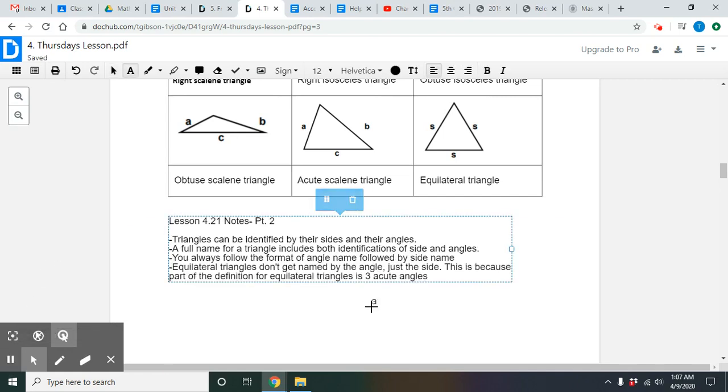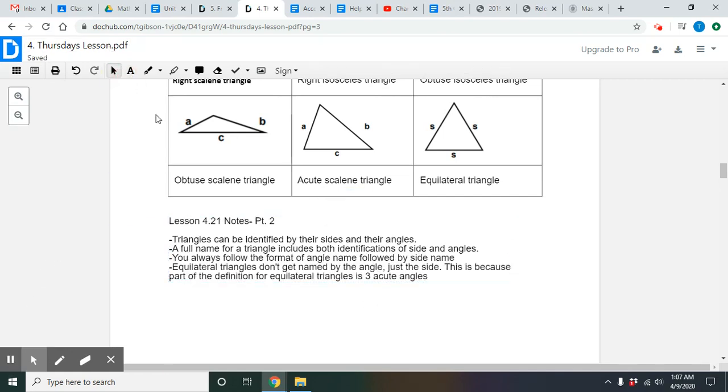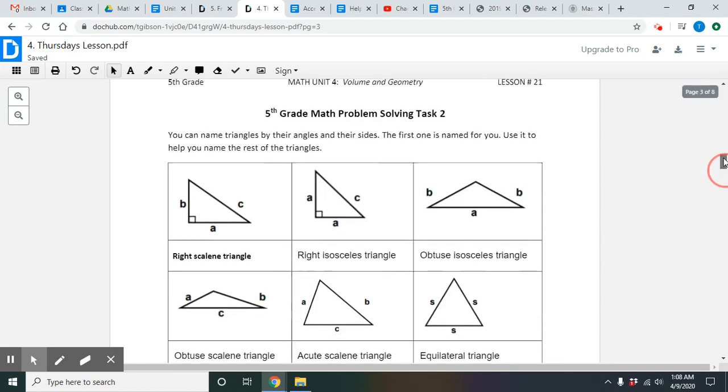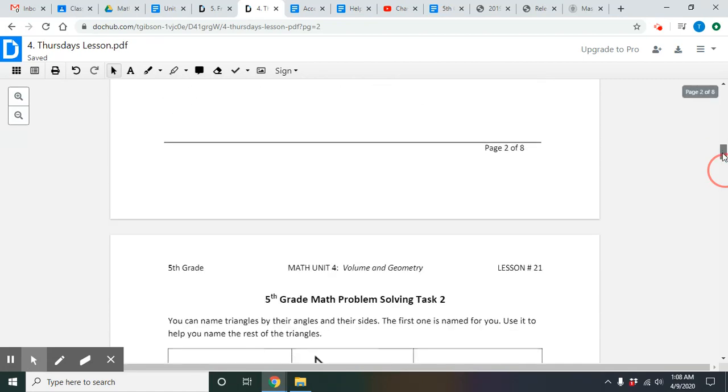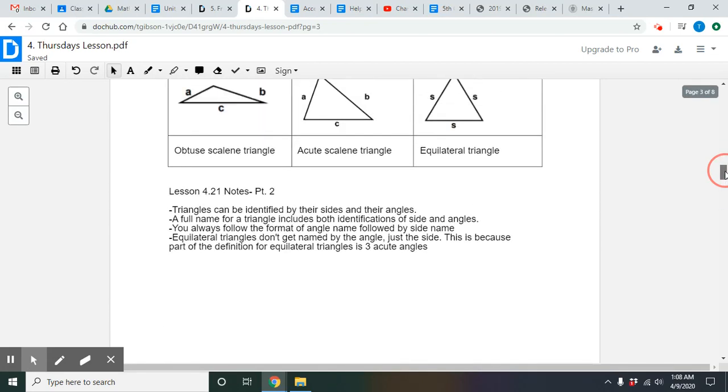All right, so for the notes for today, you guys are going to add these in under the first set of notes that we just did for identifying the side lengths of different triangles. So realize what we're doing right now. We got through the point of identifying our triangles by their side lengths. Yesterday, you guys identified triangles by their angles. And then the second part of this was just putting it all together.